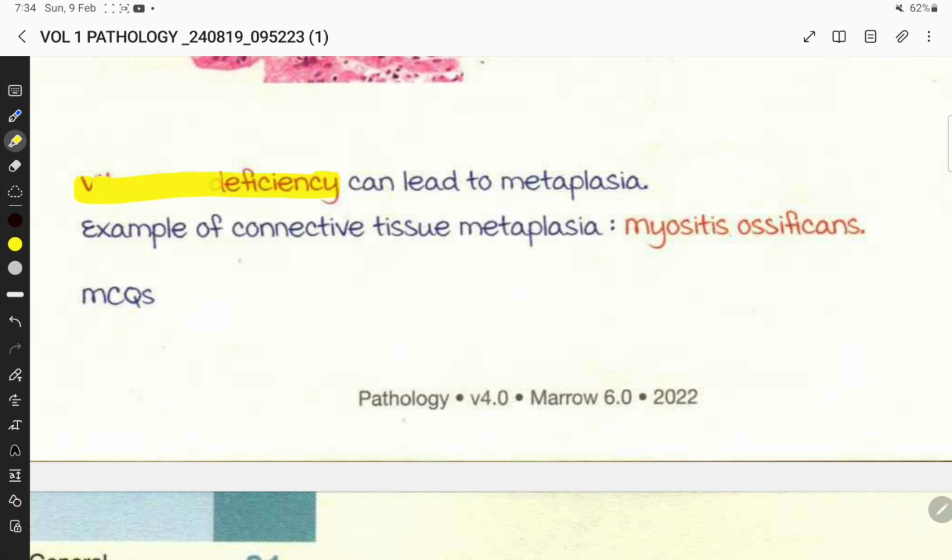Vitamin A deficiency can also lead to metaplasia. An example of connective tissue metaplasia is myositis ossificans. In this, bone is formed in the muscle due to intramuscular hemorrhage. This is known as myositis ossificans, which is an example of connective tissue metaplasia.